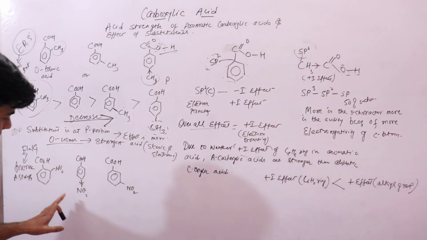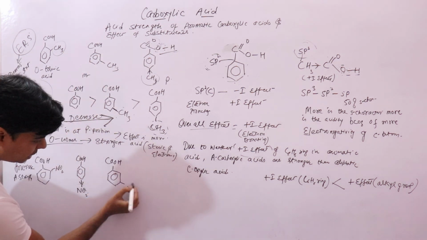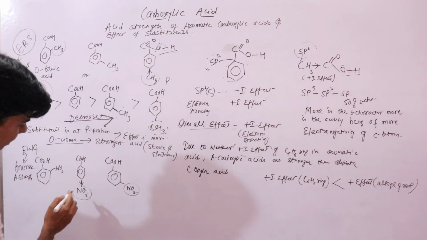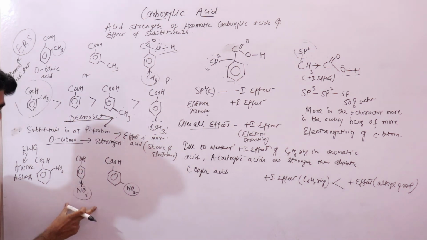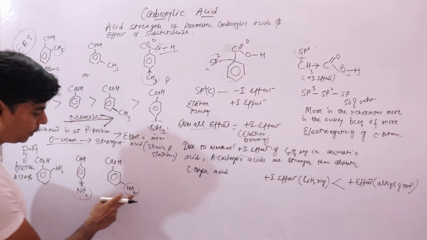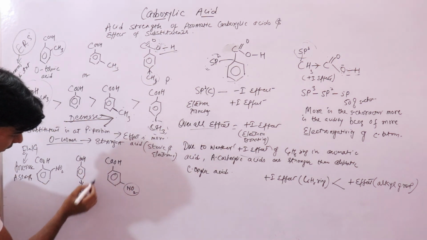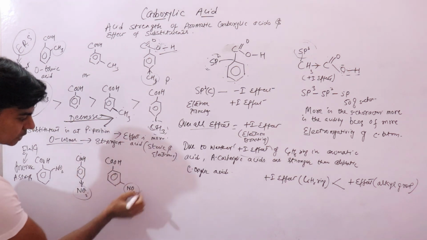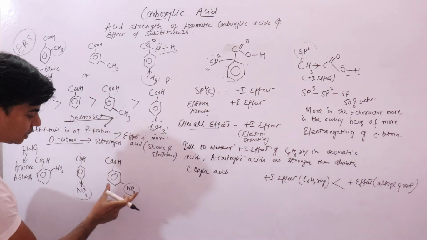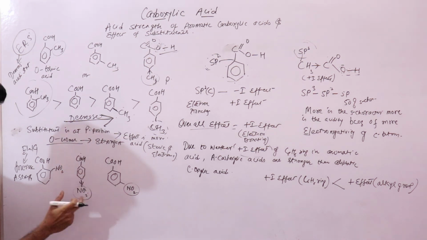Right? But here also you have the same thing. When this substituent is present at para position, it has more effect. Right? That means it will withdraw electron density more strongly when the nitro group is present at para position. When compared to when it is present at meta position, it has less effect. Right? So this would be a stronger acid compared to this. Para nitrobenzoic acid would be a stronger acid than meta nitrobenzoic acid because of the stronger electron withdrawing effect at para position.